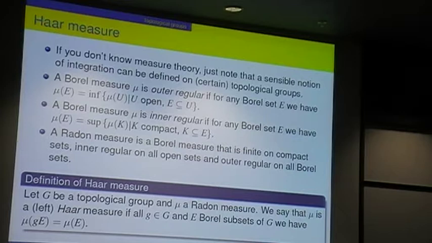So now I can define what Haar measure is. If you take any topological group and a Radon measure, we say that this is a left Haar measure if, for any group element and any Borel set, it's translation invariant. So if I take the measure of E and then I shift that whole set by the action of a group element, then I preserve the measure. Okay. So right invariant would be if I had g on the other side of E. So precisely speaking, Haar measure is a Radon measure on the topological group that plays nicely with the group actions.